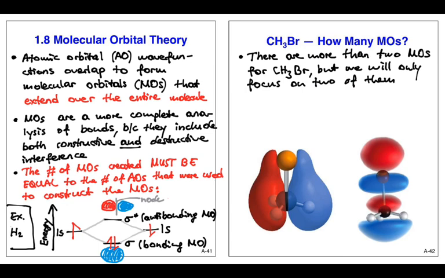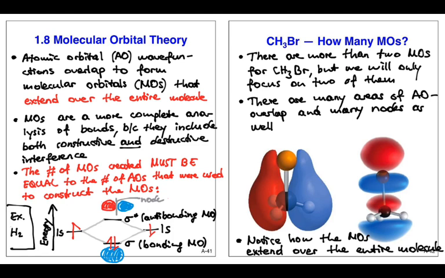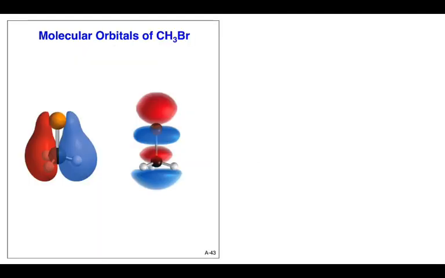But in general, even with molecular orbital theory, it's sufficient to just look at the most important ones, the ones I draw here. There are many areas of atomic orbital overlap. You see these 2 orbitals shown here are really delocalized over the molecule. There are lots of nodes as well. You can see all of the nodes. Now I'll give you some more information about these bromomethane orbitals.